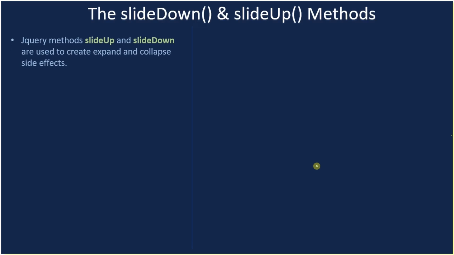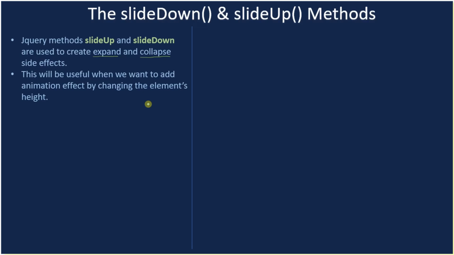jQuery methods slide up and slide down are used to create expand and collapse effects. By this time you know how to use fade in, fade out and what kind of transition it makes. Now we will use slide up and slide down to create expand and collapse effects. This will be useful when we want to add animation effect by changing the element's height, right?